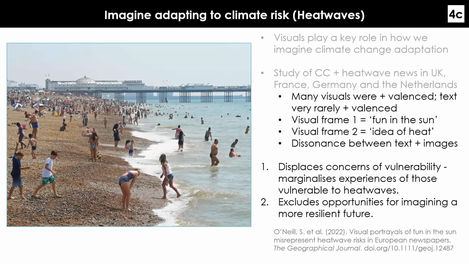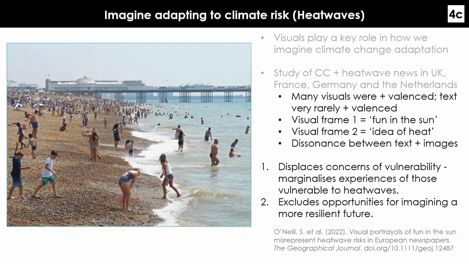So we looked over a summer in those four countries at any visual attached to news about climate change and heat waves. What we found is that the visuals were very commonly positively valenced. That means, in psychological terms, that it made people feel like it was a positive thing: heat waves were there to be enjoyed, something to look forward to, high days and holidays. Conversely, we looked at the text alongside those media articles, and only one or two of them out of the entire data set were positively valenced. Many of them were negatively valenced, talked about the risks of heat waves, talked about deaths, talked about how to deal with heat risk. But they didn't say heat waves were a fun thing, that you should go to the beach and have an ice cream.